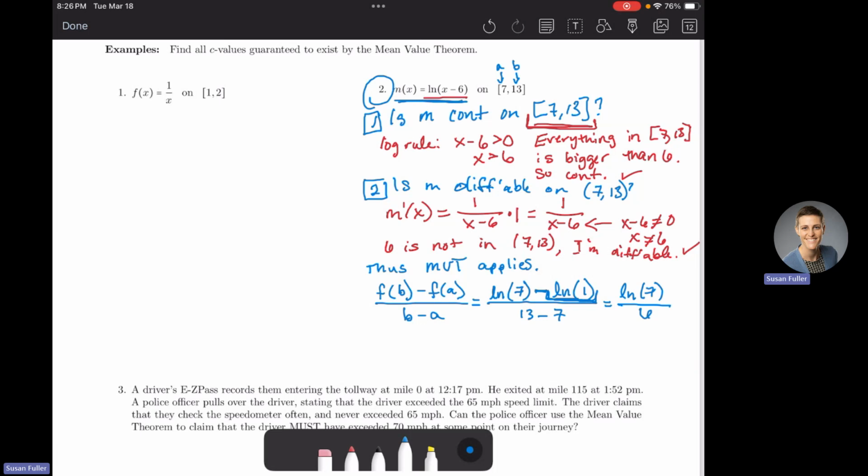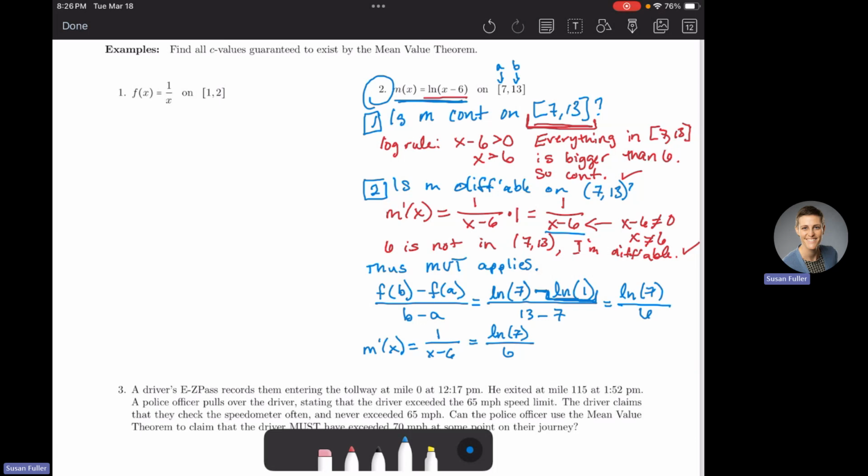Okay, so this is my average rate of change. That's the slope of the secant line between my endpoints. And the mean value theorem guarantees that I have a place on my derivative where the instantaneous rate of change is the same as this. So I'm going to set my derivative, which we found up here was 1 over x minus 6, equal to this value that we just found, the ln of 7 over 6.